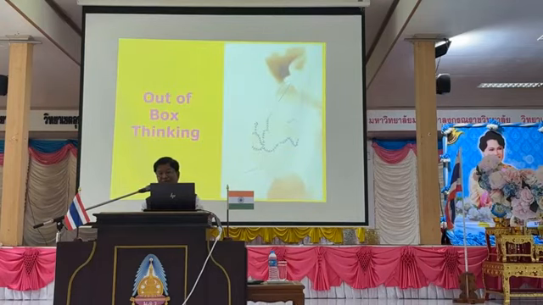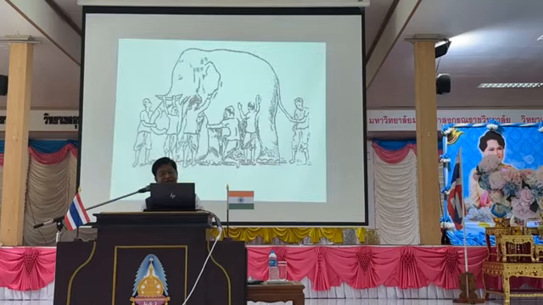So these are some of the things which have been given in one photograph. You can see there is an elephant and six blind men who are touching the body of the elephant, and they are interpreting it in different manners.